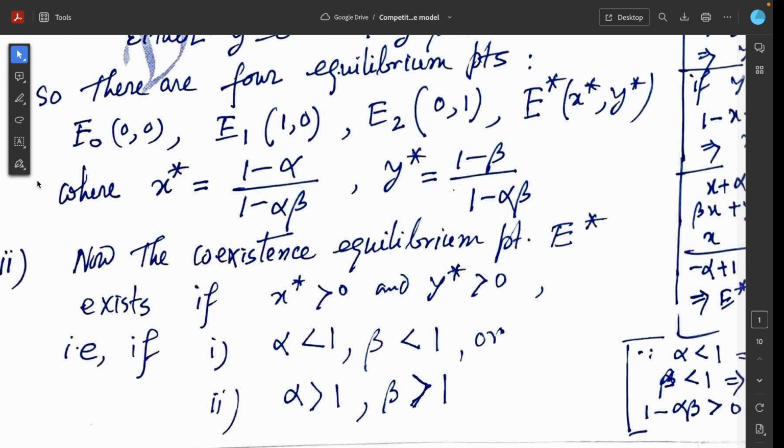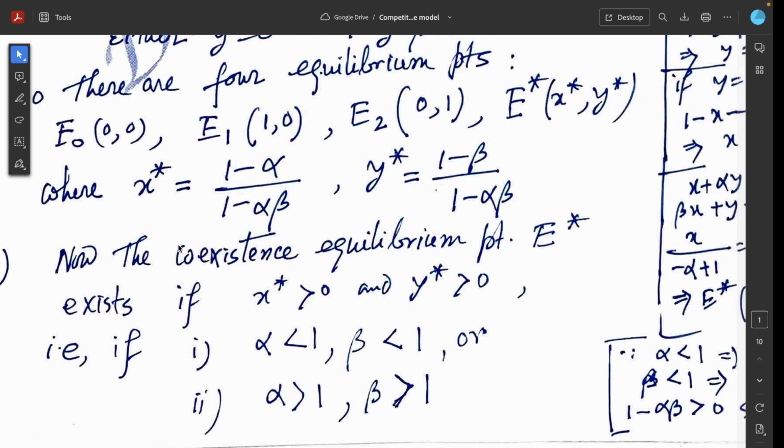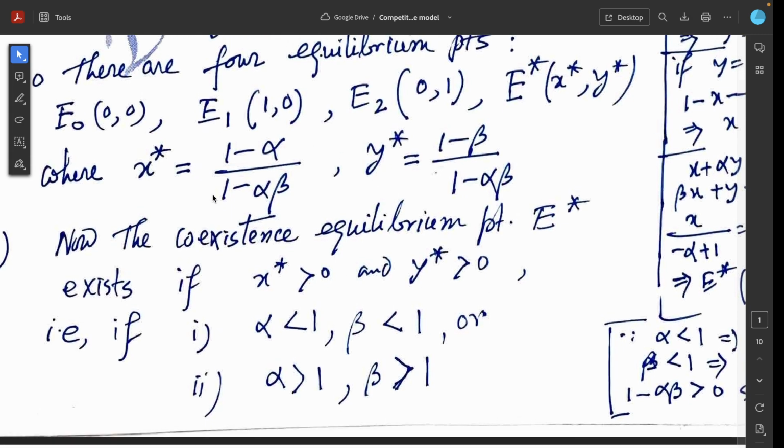Obviously, this coexistence equilibrium point E star is feasible, that is, it exists, if x star is greater than 0 and y star is greater than 0, because it is a biomathematical model. So x star is obviously positive and y star is positive. So from the values of x star and y star, we get alpha less than 1 and beta less than 1, or alpha greater than 1 and beta greater than 1.